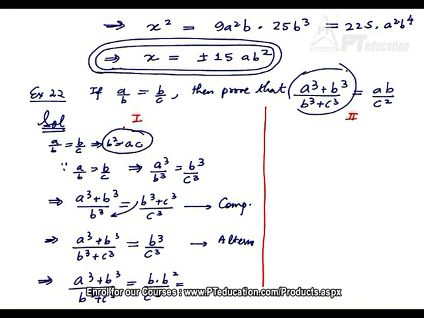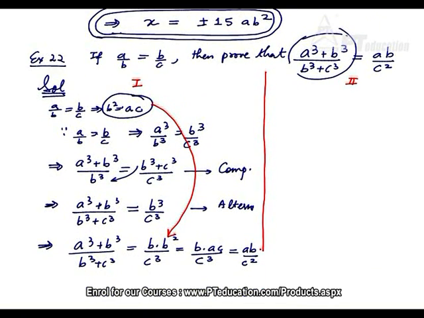So just put the value of b square equal to ac in here, and you will now get b into ac upon c cube, which if you simplify gives you ab upon c square, which is what was asked. And thus we have been able to prove that a cube plus b cube upon b cube plus c cube is the same as ab upon c square, which is what was asked of us.